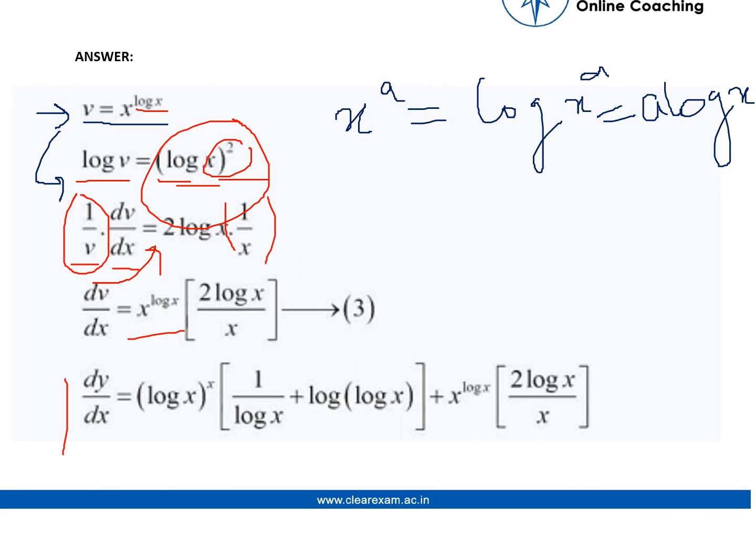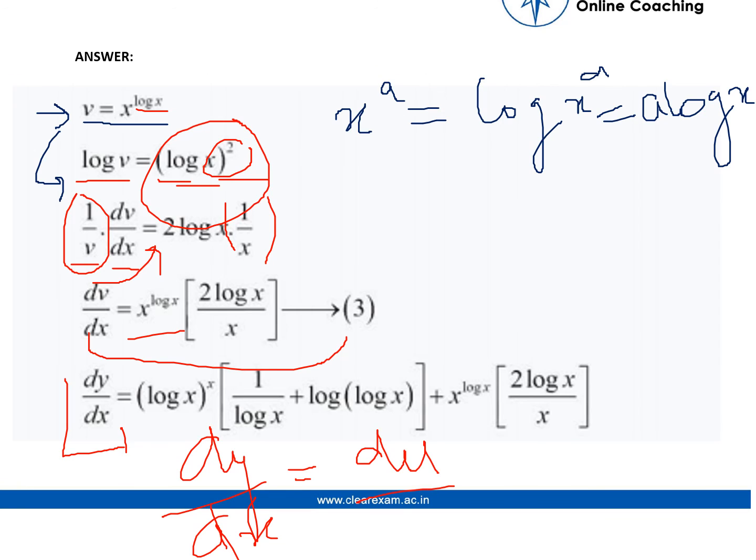Now we know that dv by dx we have found. We already have found du by dx, and now we just put that in the value which we found, that dy by dx equals du by dx plus dv by dx. We've just replaced the values 1, 2 and 3 in this equation and we got our answer.